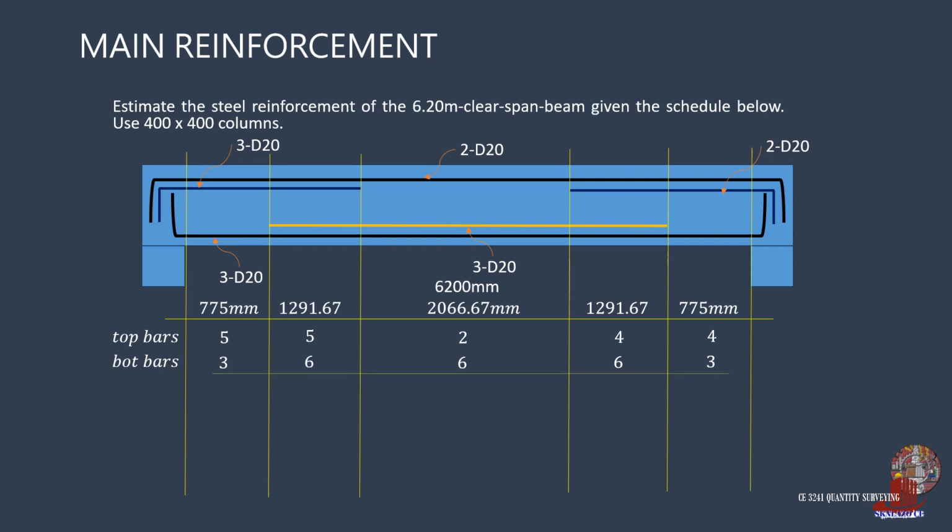Furthermore, complete the row for main reinforcement as the summation of top and bottom bars in each span. The first is 5 plus 3, giving 8 bars. The second span contains 5 plus 6, or 11 rebars. The middle third of the beam has 2 top and 6 bottom, resulting in 8 rebars. Then, the next span has 4 top and 6 bottom, which accounts for 10 rebars. The last span has 4 top and 3 bottom, or 7 rebars.